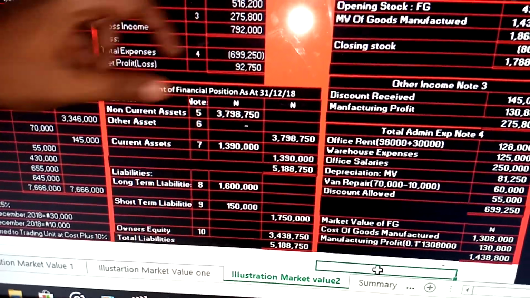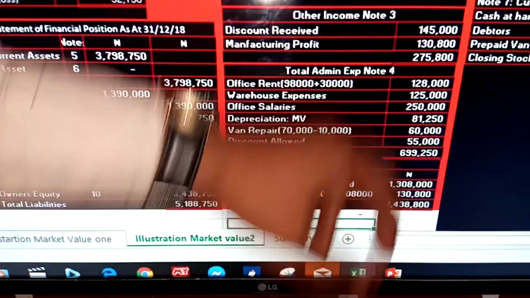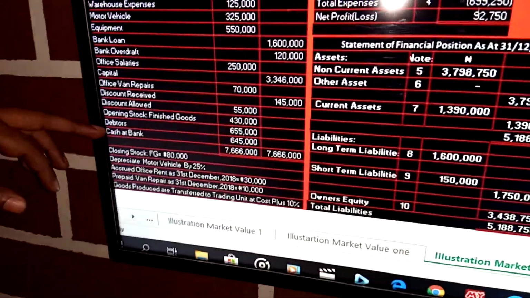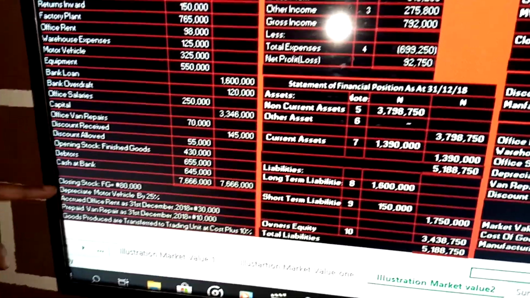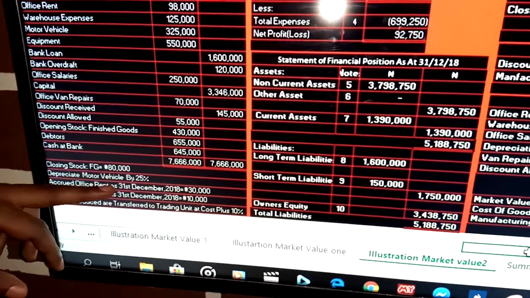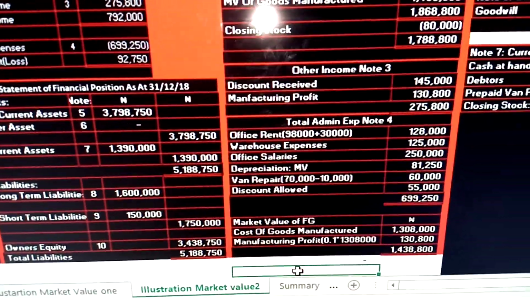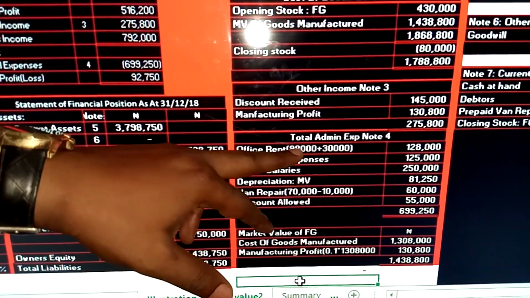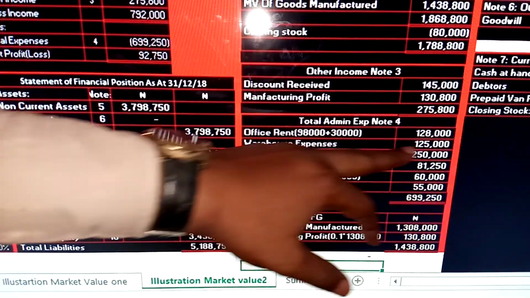So if you add it to your gross profit, you have gross income of 792,000. So less your total expense. Note 4. What's your total expense? Office rent. What's your office rent in the question? 98,000. Additional information: accrued office rent is 30,000 at the end of the year. Remember, accruals increase the expense, and they are a current liability. So we have 98,000 plus 30,000, we have 128,000.